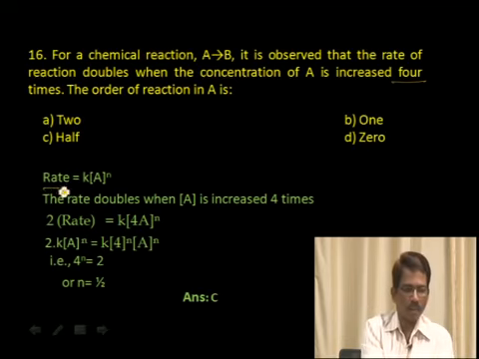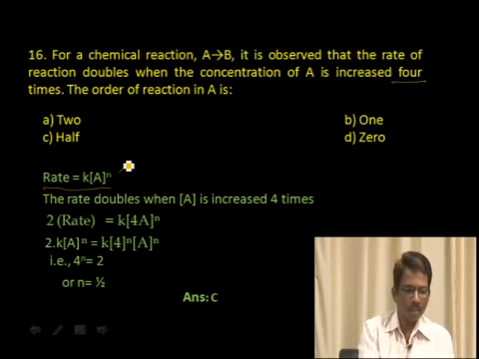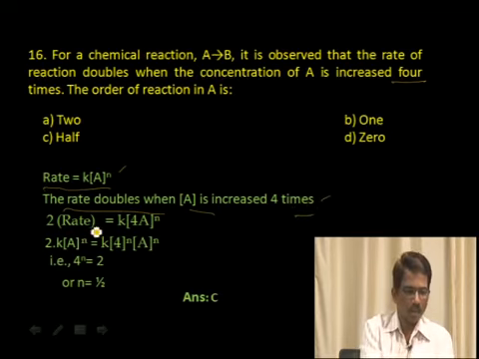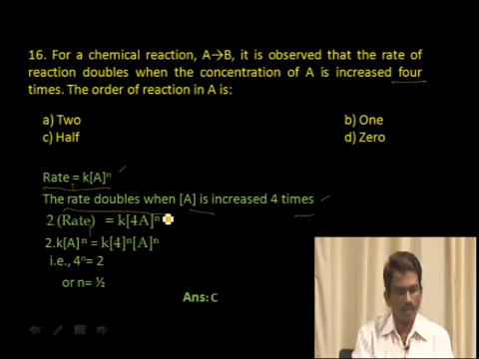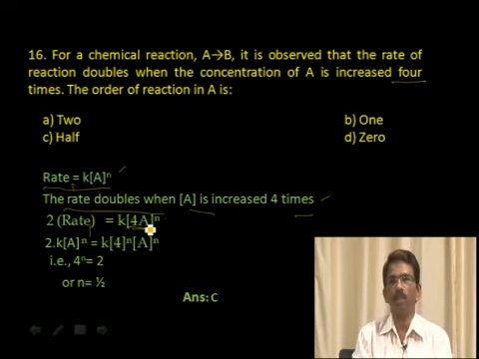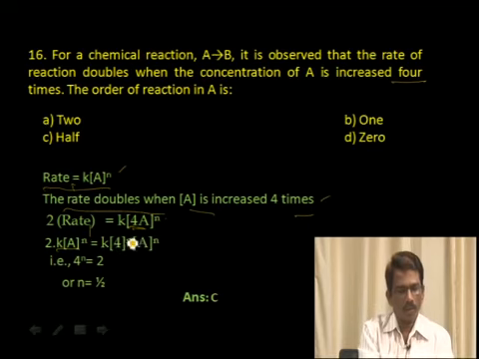If I write the rate equation, rate equals K[A] to the power n, wherein we have to find out the value of n, or order of the reaction. So they say rate doubles when the concentration of A is increased 4 times. Therefore, 2 into rate 1, if I write, that is equal to K into (4A) to the power n, because you are increasing the concentration 4 times, therefore it has to be 4A. And 2 into rate 1 is K[A] to the power n, and that is equal to K into 4 to the power n and [A] to the power n.